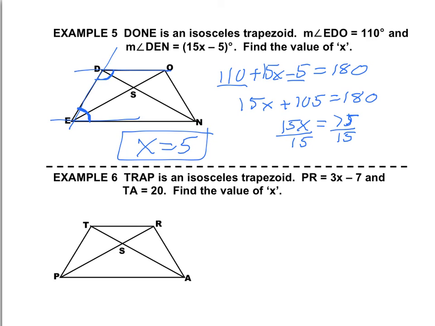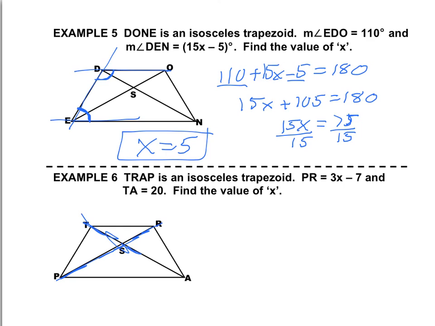All right, last example. TRAP is an isosceles trapezoid. It's not saying that this is a trap, it's just naming the trapezoid. It says that PR is 3x minus 7 and TA is 20. Well, PR is this diagonal.